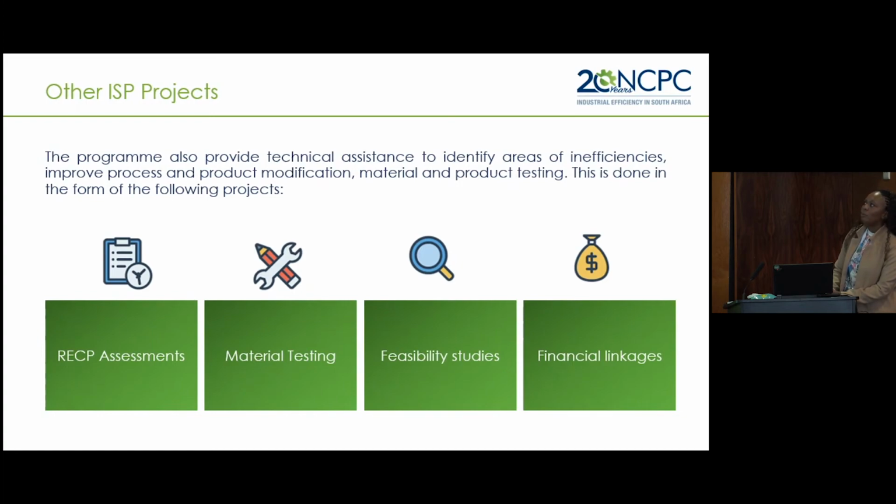And the other projects include RECP assessments. I think Maggie touched on that as one of the activities they're doing. And GISP, the Gauteng-based program. We have material testing, as alluded to now. We also have feasibility studies, which are very important in exploring the different waste streams and what opportunities can be identified within those. And finally, we have financial linkages that we sort of coordinate as well. And so far, there has been success in 2 of our SMEs having gotten funding through that.